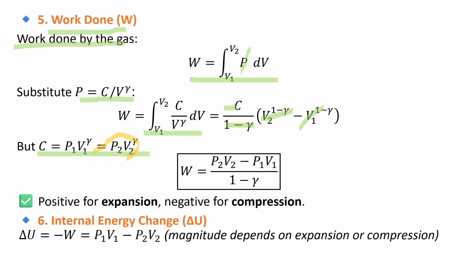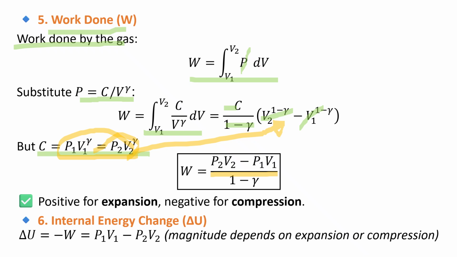So what we have to do is, we have to put these values here and we have to simplify it. So what we'll get, W equals P2 V2 minus P1 V1 divided by gamma minus 1.